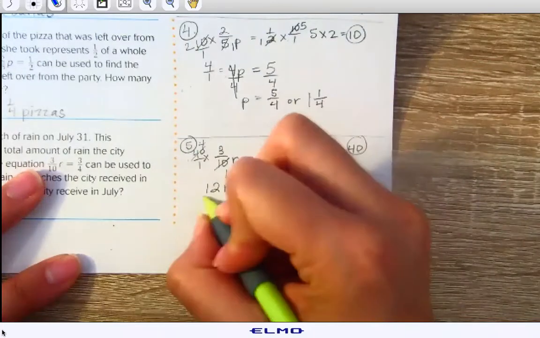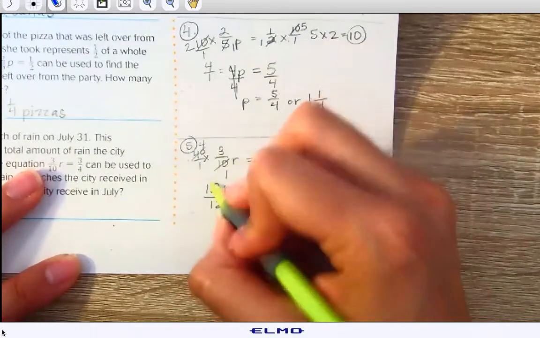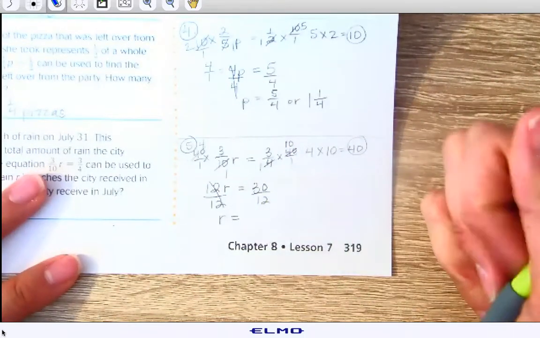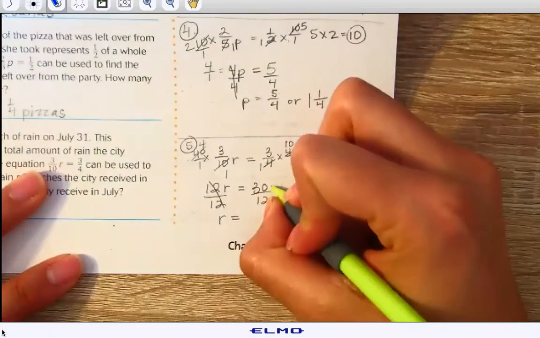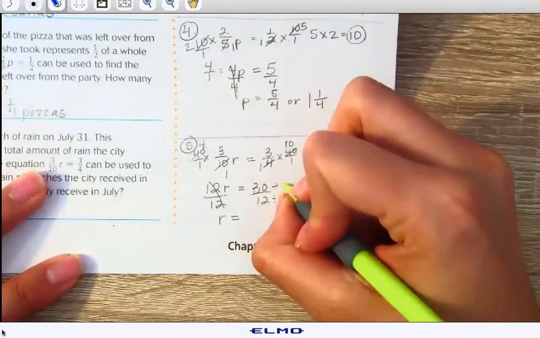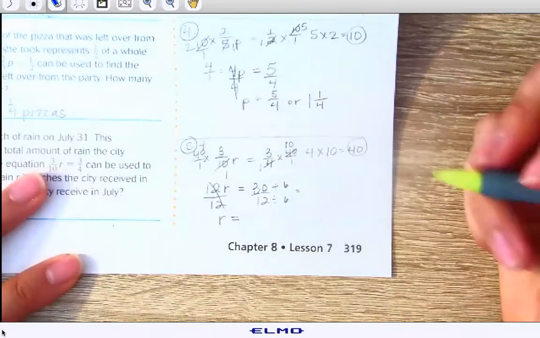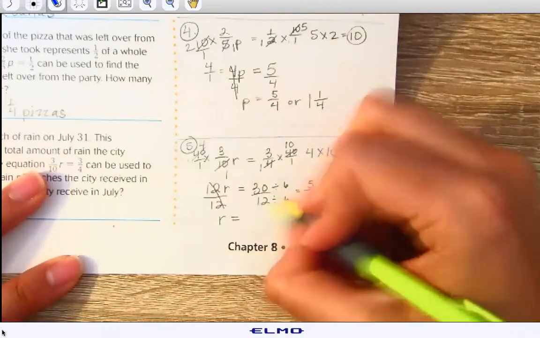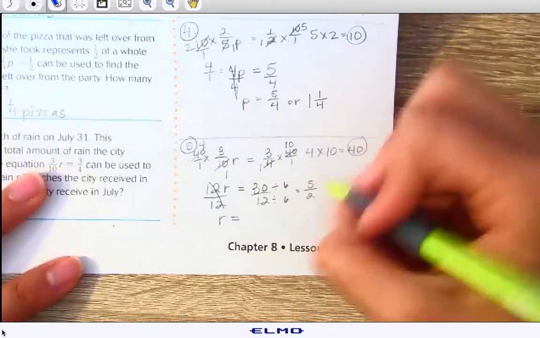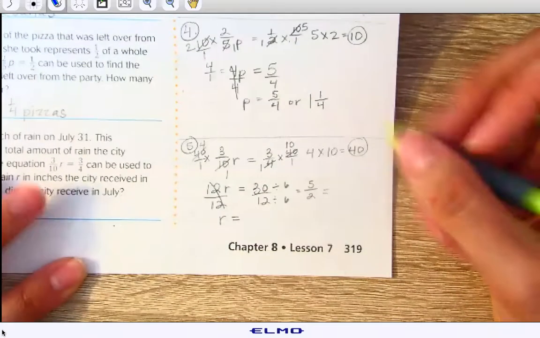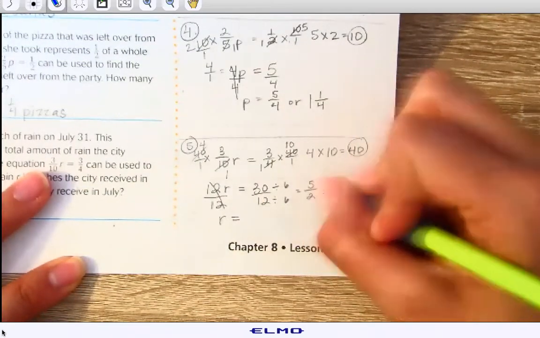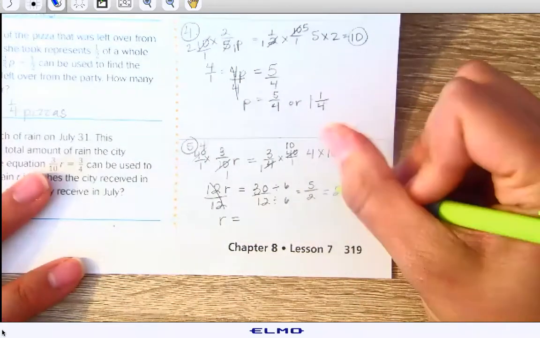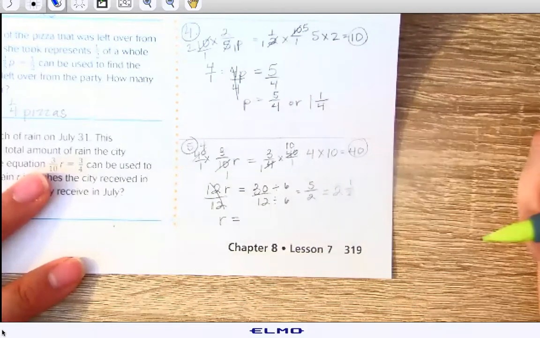We need to get r by itself, so we're going to divide by 12 on each side. R is going to equal 30 over 12, or we actually need to simplify this. So I'm going to divide both the numerator and denominator by 6 to get a little simpler fraction. 30 divided by 6 is 5. 12 divided by 6 is 2. Now I'm going to change this into a mixed number. 2 goes into 5 2 times, keeps the denominator the same. 2 times 2 is 4, plus 1 is 5.